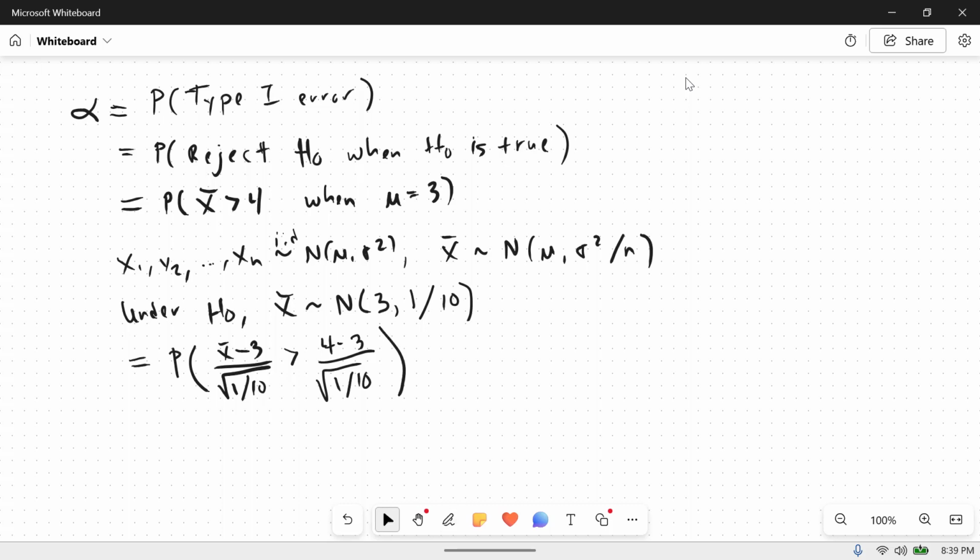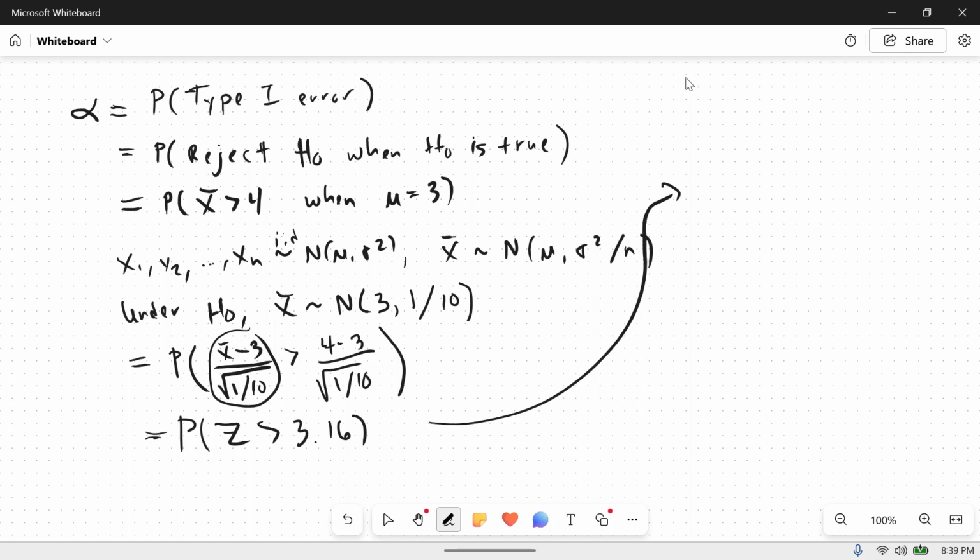And once again, the reason that we are subtracting off 3 and dividing by the square root of 1/10 is because that's going to standardize this quantity on the left here. And so that becomes a standard normal. And so this equals the probability that z is greater than 3.16. Okay, so if you actually do that computation, subtract 3 from 4, divide by the square root of 1/10, you get 3.16. And kind of running out of space here, so I'll move it over here.